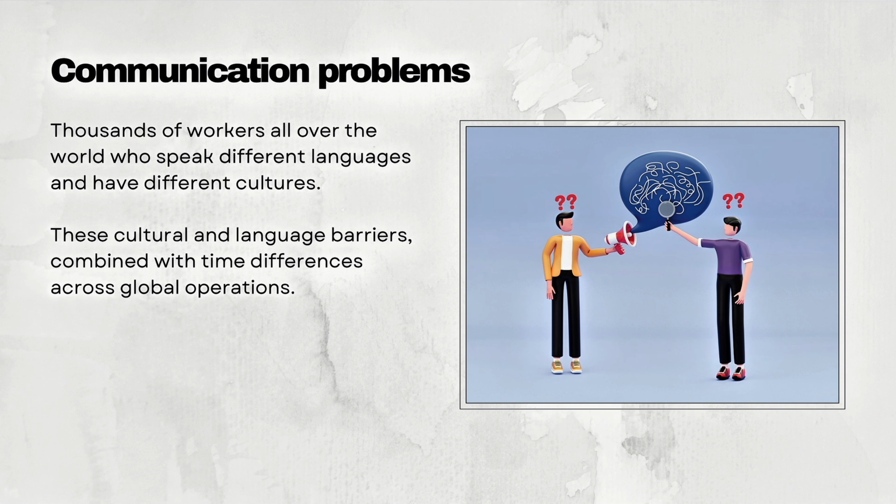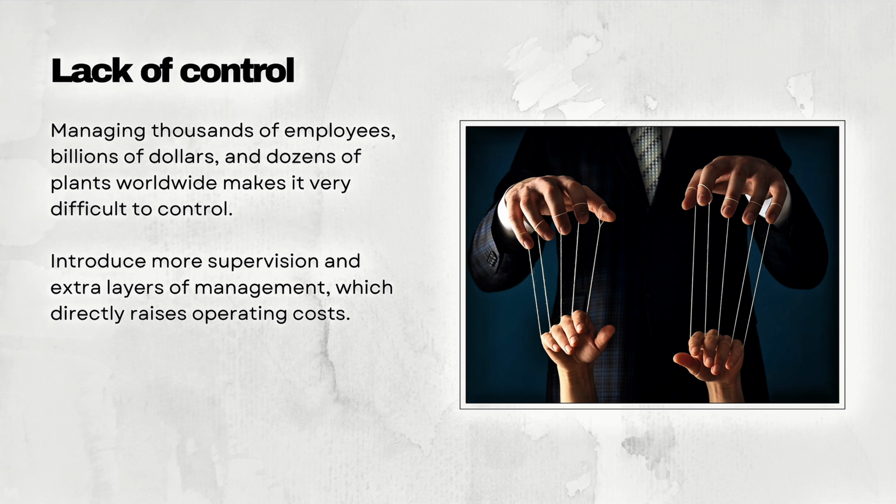And in the case of control, managing this many employees with billions of dollars and dozens of plants around the world is very difficult to control, especially if you compare it to a small shop in your local area. And in order to control these properly, the business will need to hire more supervisors and extra layers of management, and all of this results in higher operating costs.